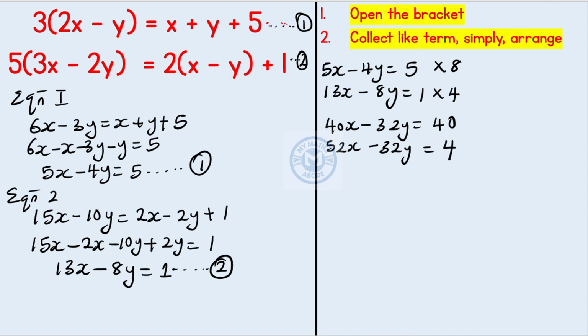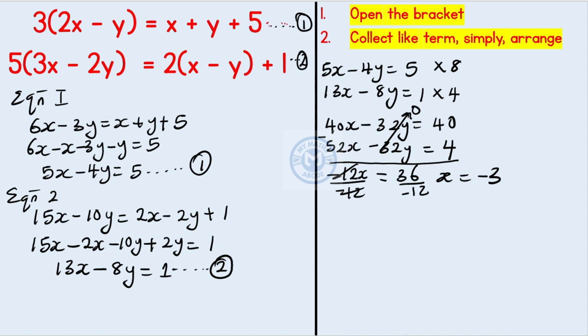So because the number I want to eliminate has a negative sign, I'm going to eliminate with subtraction. So I have 40 minus 52 will give me negative 12x. Then this one is automatically eliminated. 40 minus 4 will give me 36. So I'm going to divide both sides by the coefficient of the unknown, which is negative 12. And that will leave my x to be negative 3.